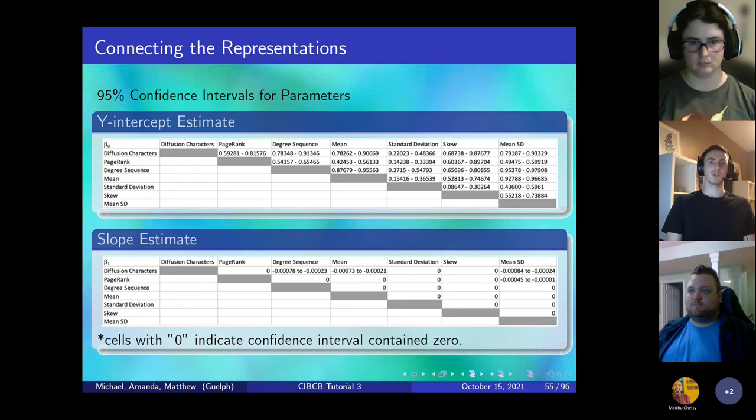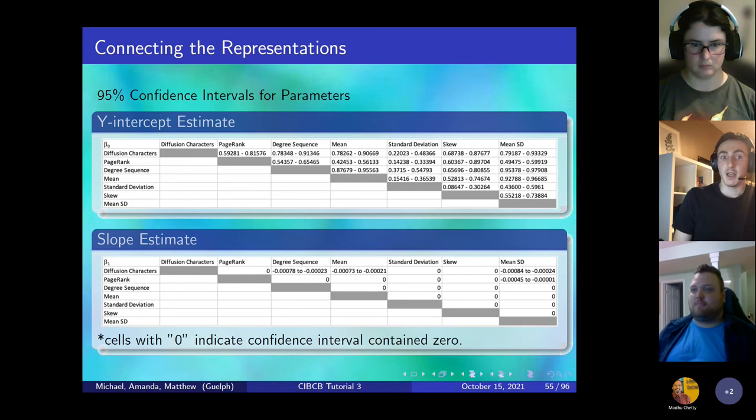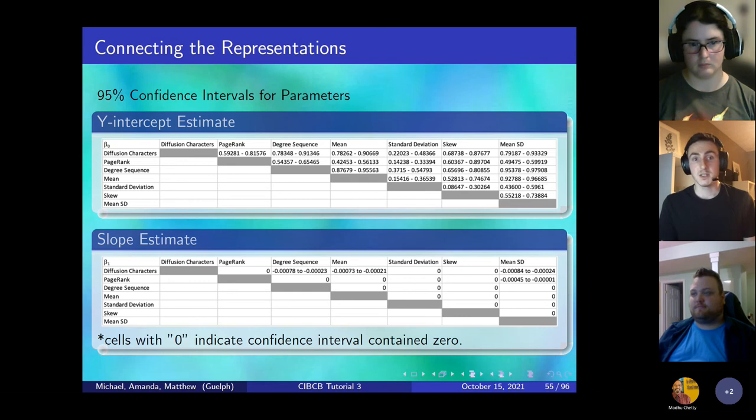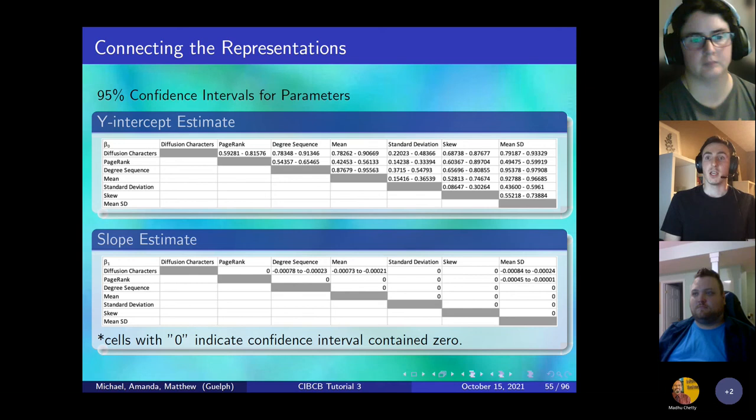Okay, so the results for this are shown here, and what you're seeing are 95% confidence intervals for the parameters. The top chart is beta 0, the y-intercept, and the bottom chart is beta 1, the estimate of the slope. Now this is an interesting instance where beta 0 is really the value that we care about more, and this is going to be the estimate for the correlation. If the correlation doesn't change with size, our slope is going to be equal to 0, and our beta 0, or the y-intercept, is going to give a baseline estimate for the correlation.